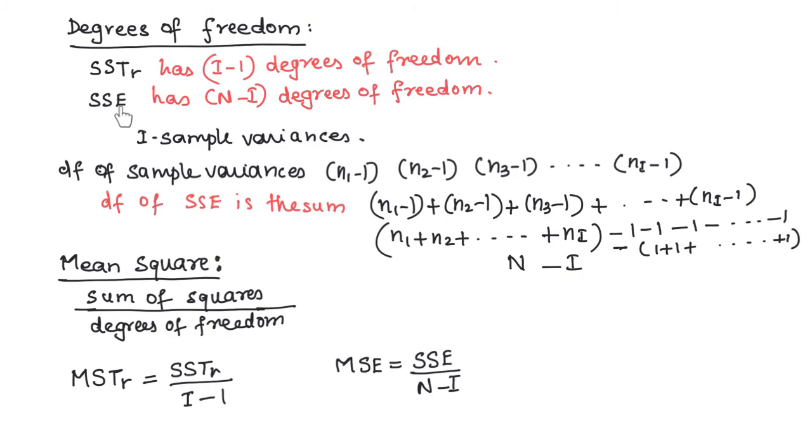And if we divide SSE by n minus I, we will get the error mean square, and it is denoted by MSE. MSE measures how spread out the samples are around their own means. In particular, MSE is an estimate of sigma square, which is the variance of each of the populations. On the other hand, MSTR measures how spread out the sample means are around the grand mean. The spread is affected by sigma square and also by how spread out the population means are.